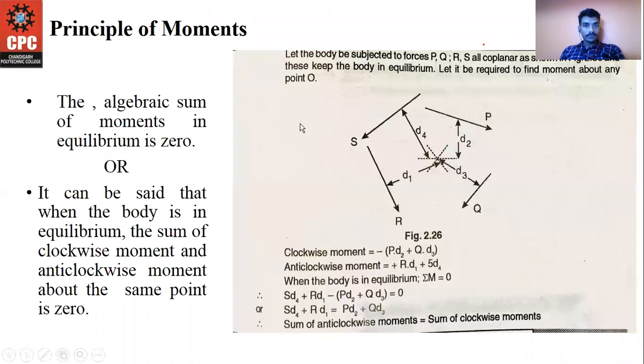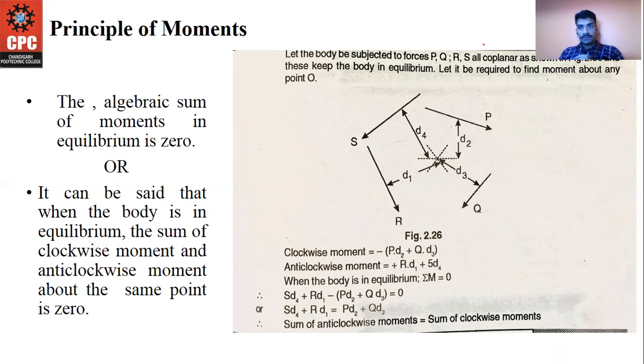That is the principle of moment. So the principle of moment is nothing but this: the algebraic sum of moments in equilibrium is zero. Okay? What does algebraic sum of moments mean? Algebraic sum means whatever moments we have, whether positive, clockwise or anti-clockwise, when we add all of them, we get the algebraic sum. It can also be said that when any body is in equilibrium, the sum of the clockwise moments and anti-clockwise moments about the same point is zero.